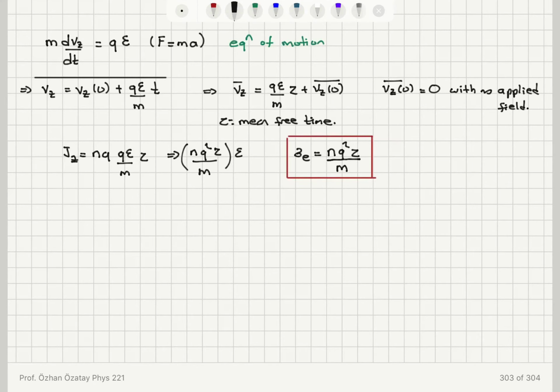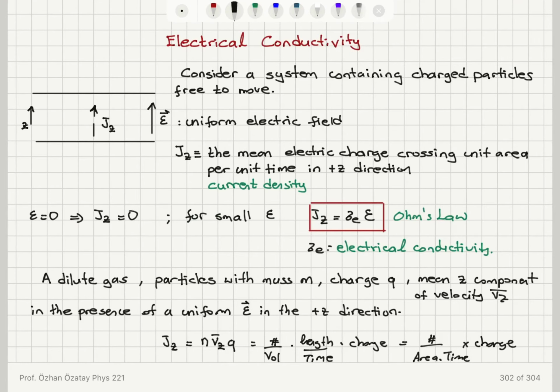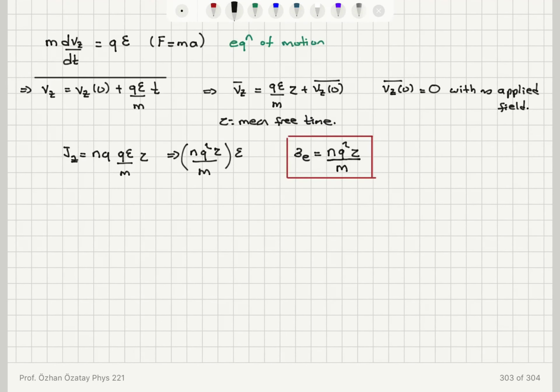So Vz bar at time t equal to 0 is 0, and the mean value of Vz is q epsilon over m tau. If you substitute this into the equation for Jz, n Vz bar q, we obtain the electrical conductivity n q squared tau over m. Well, let's summarize what we have learned about transport, which is a non-equilibrium situation.